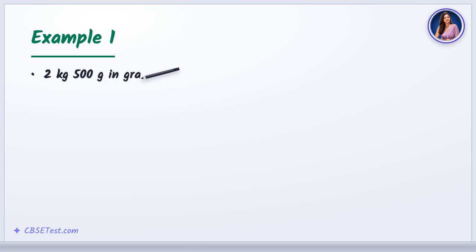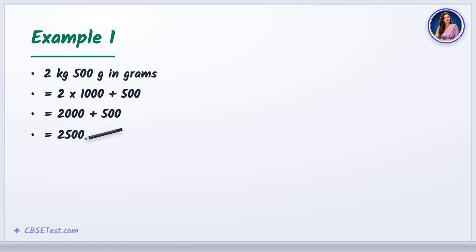Convert 2 kilograms, 500 grams to grams. 2 kilograms is 2,000 grams plus 500, 2,500 grams.